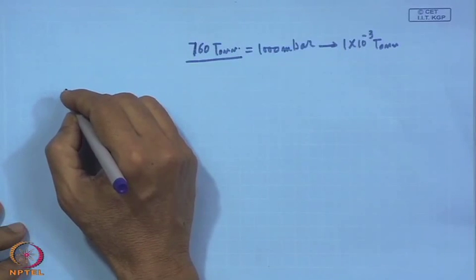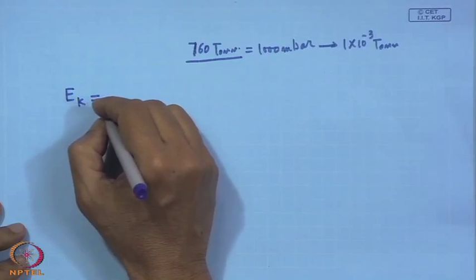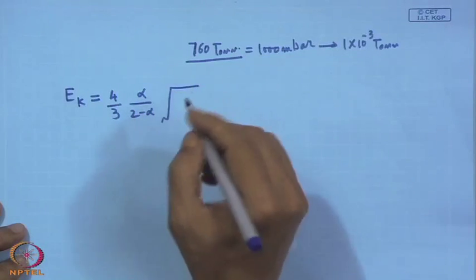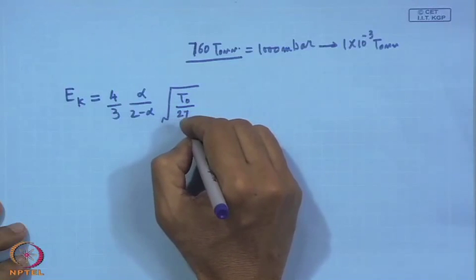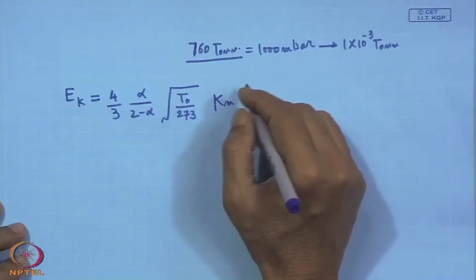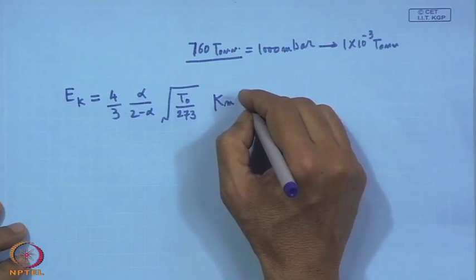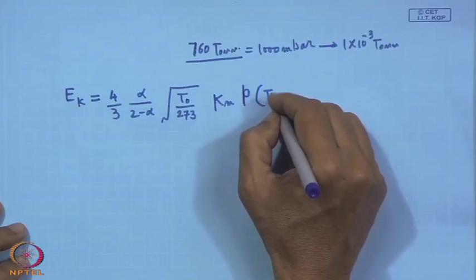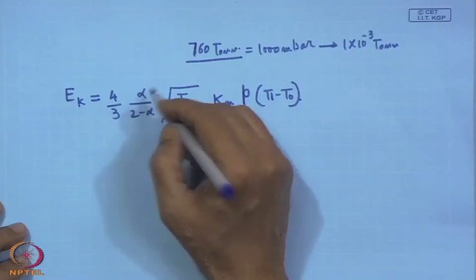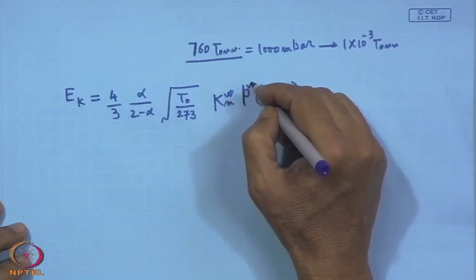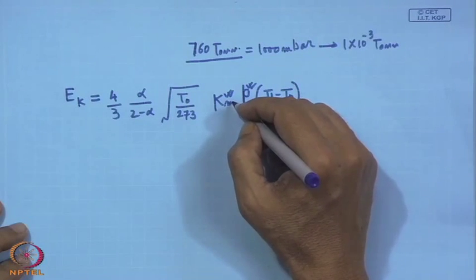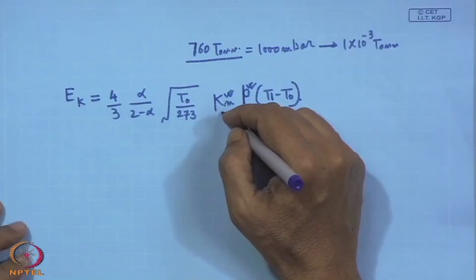So, there is one equation that can be written, where Ek, the heat loss due to conductivity, is given by alpha by 2 minus alpha, root over, into... Here we find that alpha is called the accommodation coefficient. This is the molecular thermal conductivity, this is the prevailing pressure, this is the temperature, and this is the room temperature. And here we find that the lower the molecular thermal conductivity, the less heat will be conducted by the gas.